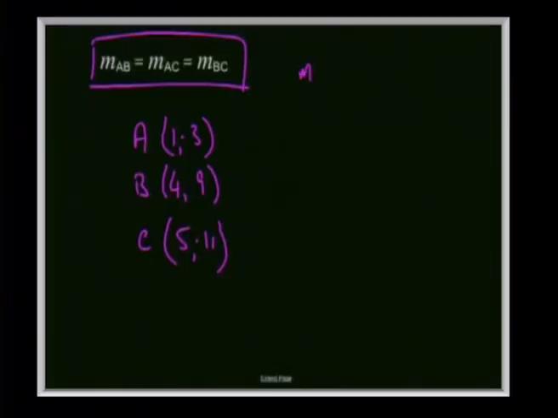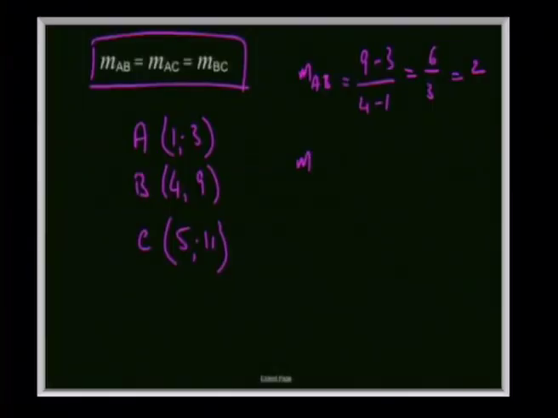Well, the slope of AB would be (9 minus 3) over (4 minus 1), which for most of us will be 6 over 3, which is 2. I chose point B as my first point because it had the bigger numbers, and the bigger numbers minus the smaller numbers, I don't have to worry about negatives. Your choice. You'll get the same answer.